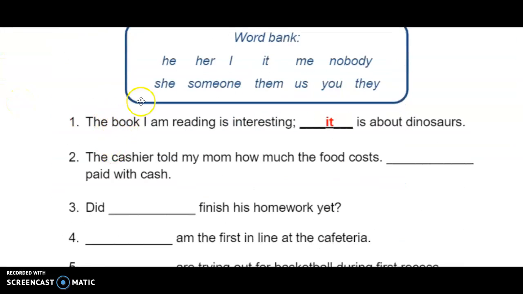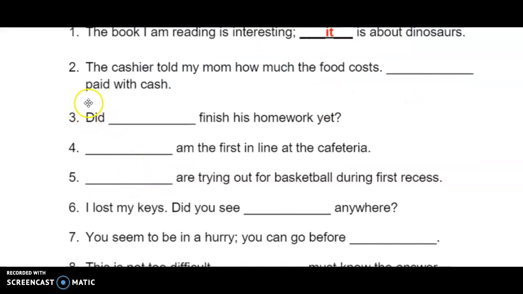Number 1, the book I am reading is interesting. Now we're looking for a word to replace the book, and we choose the pronoun it. It is about dinosaurs. What is it? It is the book.